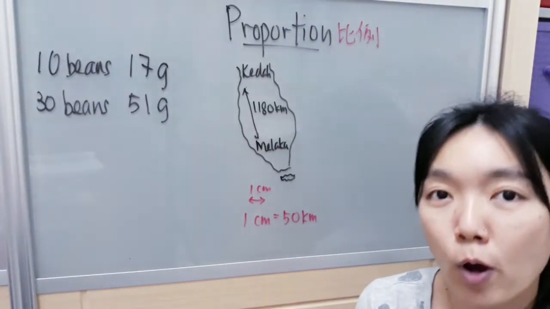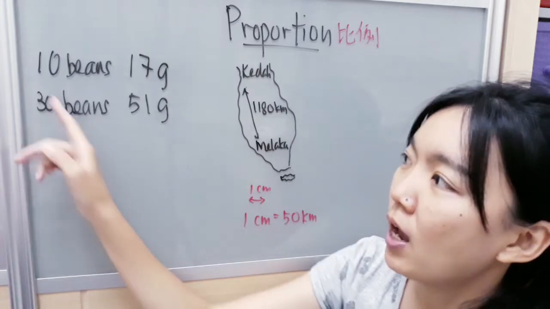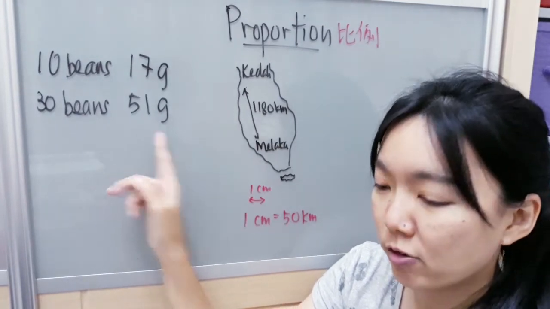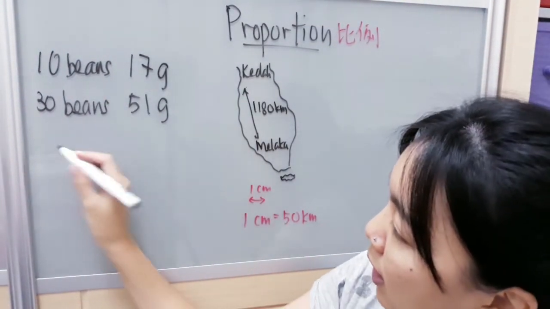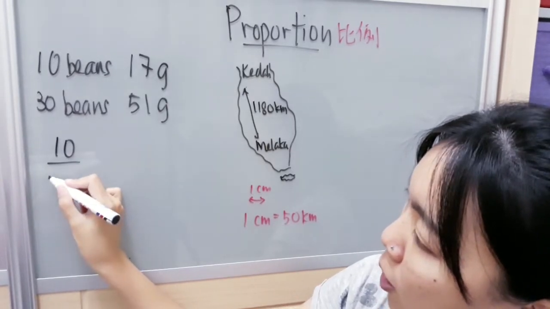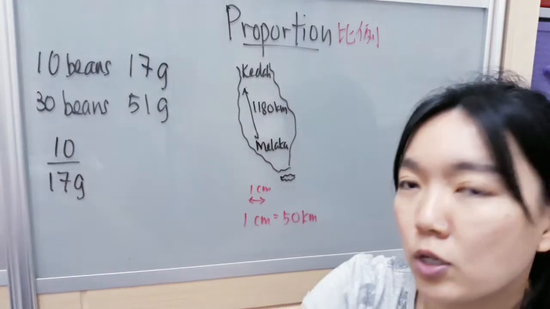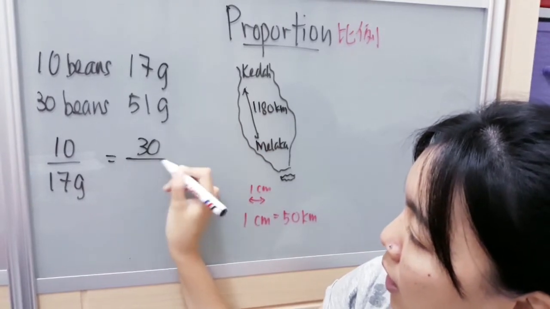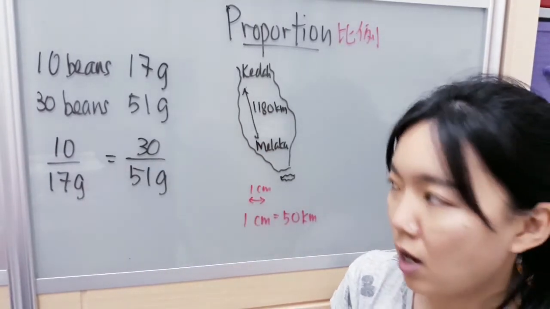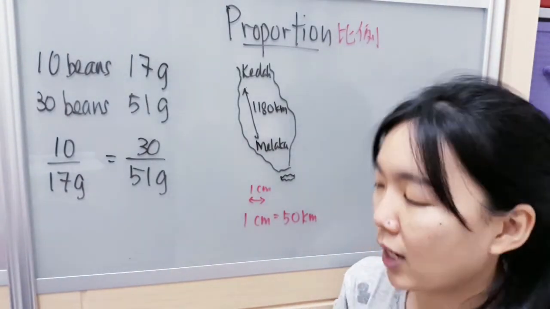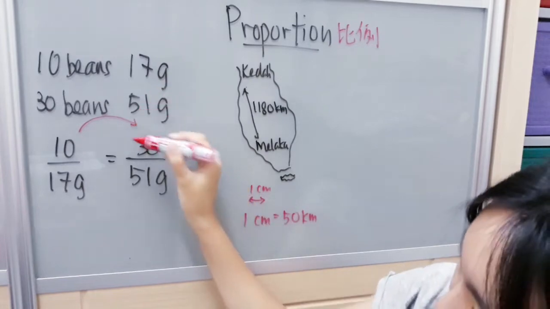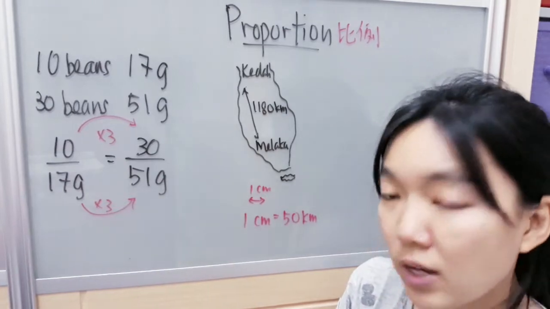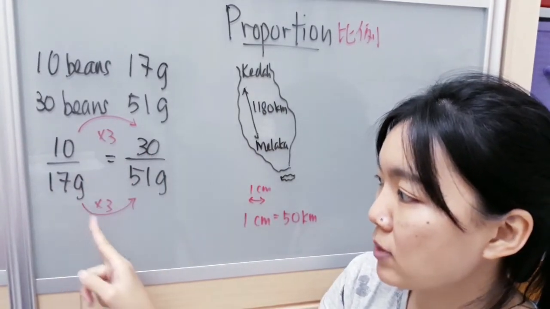Now let's try to put the proportion down for these two situations. First one, I have 10 bins with a mass of 17 gram and I have 30 bins have a mass of 51 gram. So for the first situation, I can put 10 bins per 17 gram, which is the first rates. The next one, 30 bins with a mass of 51 gram. It says that they are proportion, but we can double check. 10 to 30 times 3, 17 to 51 times 3 as well. So yes, they are proportion because they have times the same whole number.